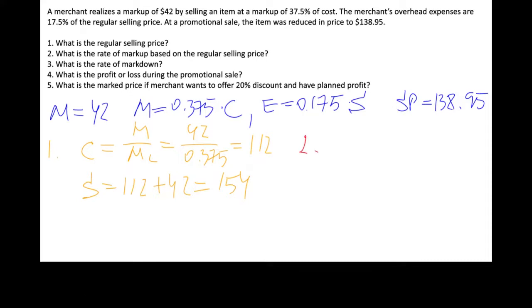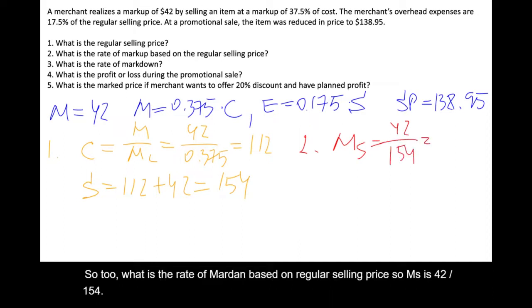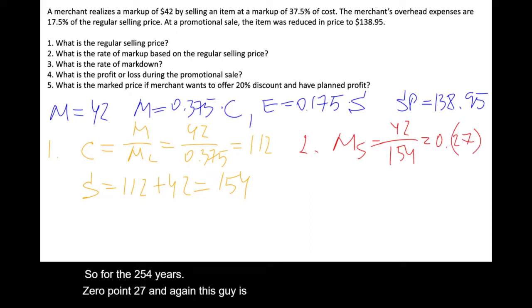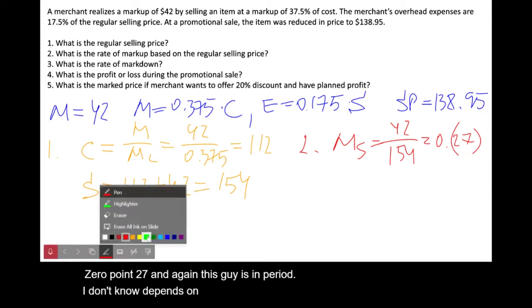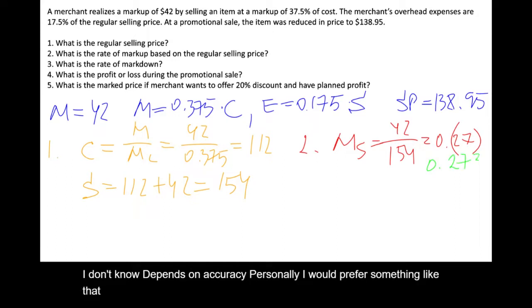So 2. What is the rate of markup based on regular selling price? So MS is 42 over 154. So 42 over 154 is 0.27, and again, this goes on in a repeating period. It depends on accuracy. Personally, I would prefer something like 0.273.